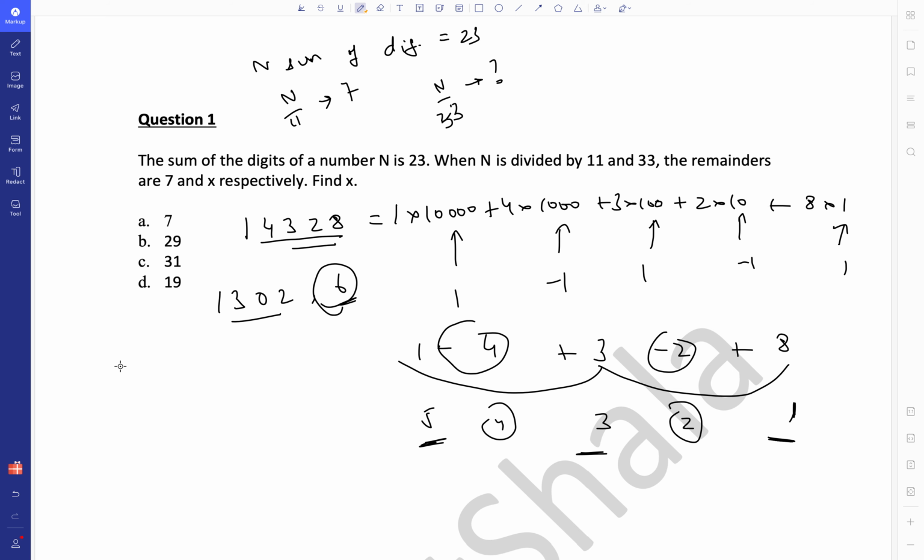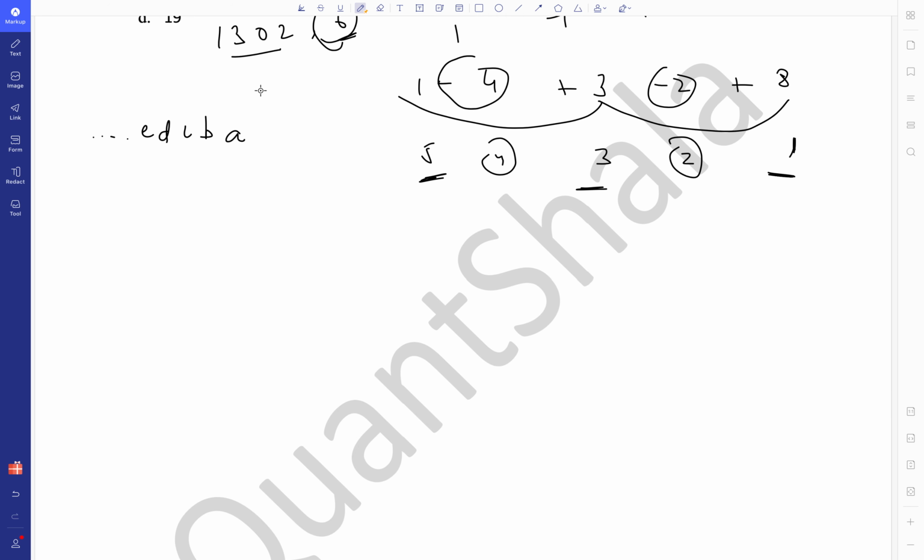Okay. So if you have a general number, let's say you have A, B, C, D, E, dot dot dot. We don't know how many digits there are. What will be the remainder with 11? It's going to be A plus C plus E plus so on, the sum of all the odd position digits, minus B plus D plus dot dot dot, the sum of even position digits. Okay.